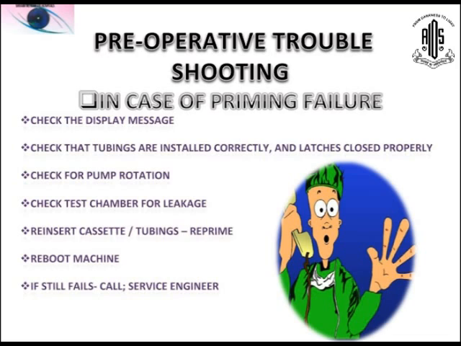There could be a small, tiny leakage which may not be giving you a proper priming. Reinsert the cassette or tubings and then reprime it. Reboot the machine in case it still doesn't prime properly. Don't start the surgery. Don't give even anesthesia or topical. I would suggest don't even take the patient inside, because all those things are happening in the OR in front of the patient lying down over there, and he's listening to everything. It's not good. And if it still fails, call the service engineer.